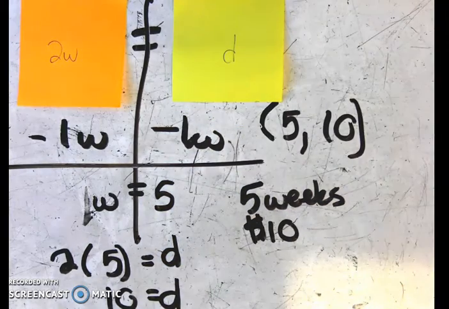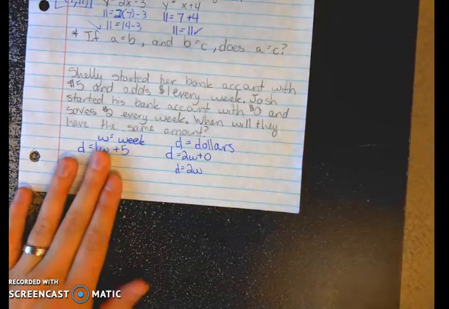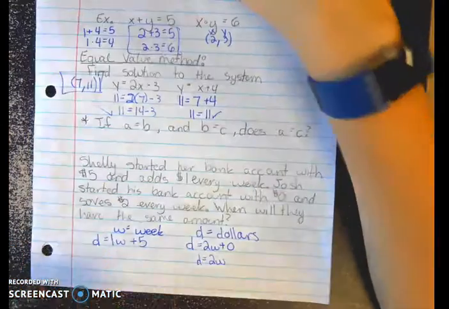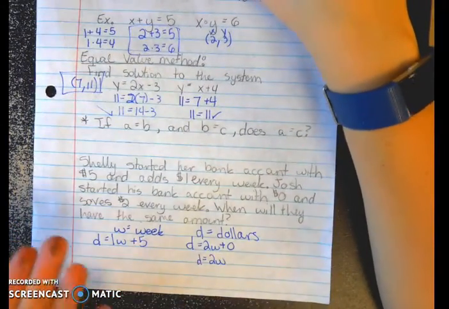Okay, so there's the equal values method for you. Again, it's the simplest form of solving a system of equations. We'll talk about the other 3 forms this week.